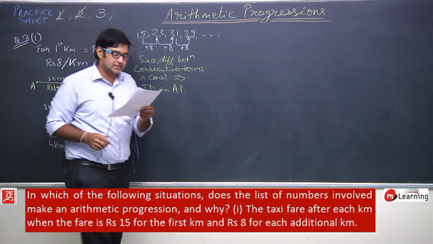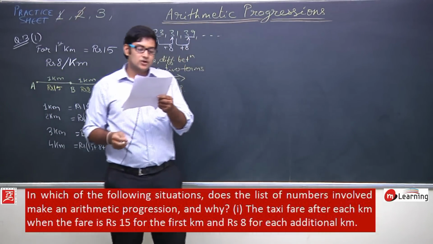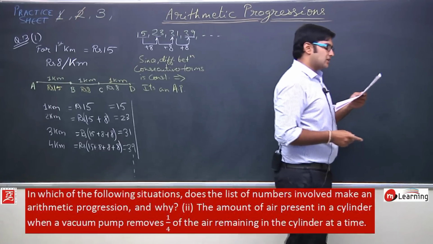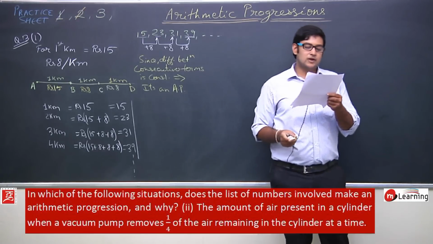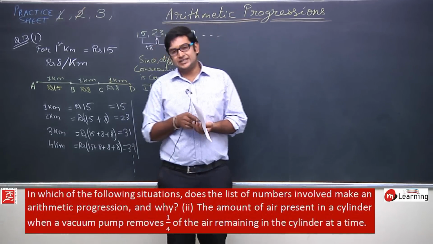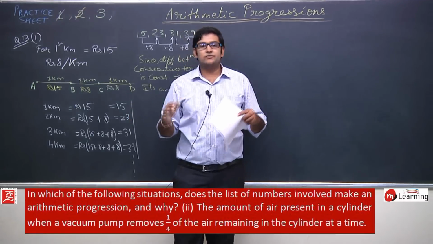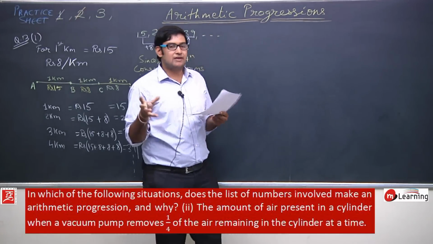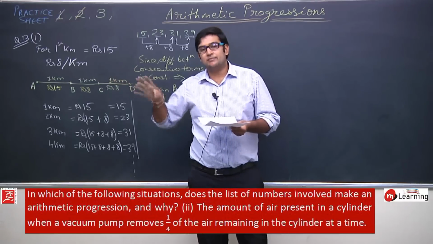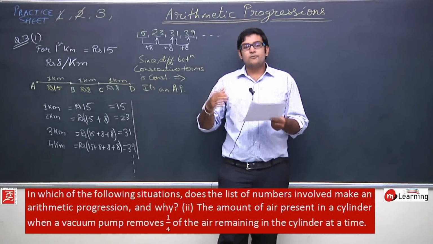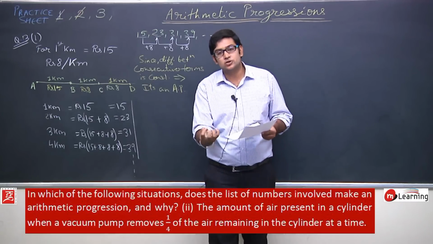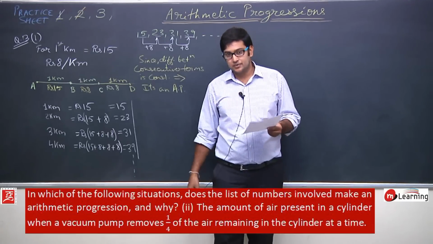Let us move on to the second case. Second case of question number 3 says the amount of air present in a cylinder when a vacuum pump removes 1/4 of the air remaining in the cylinder at a time. Okay, so what it says is there is a cylinder in which air is filled and there is a vacuum pump which sucks air from the cylinder and throws it out in the environment. So every time I switch on the pump, it will suck 1/4 of the air present in the cylinder.